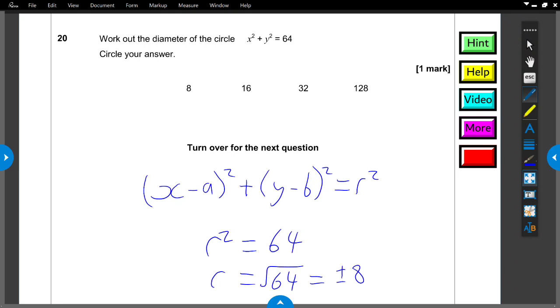There's two values because minus 8 is also the square root of 64, but because we're dealing with a length, we can discount the minus value. All of this you can basically do in your head, we don't even need to write this down. They kind of try and trick you by putting 8 down here, but we're looking for the diameter, and the diameter is double the radius, so if we times 8 by 2, we get 16.